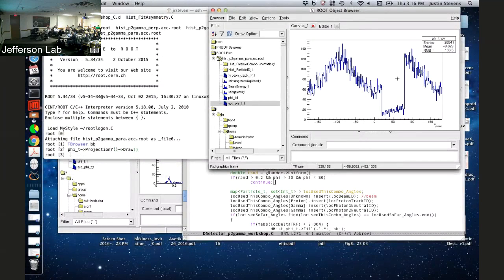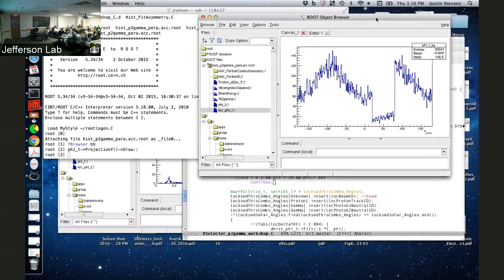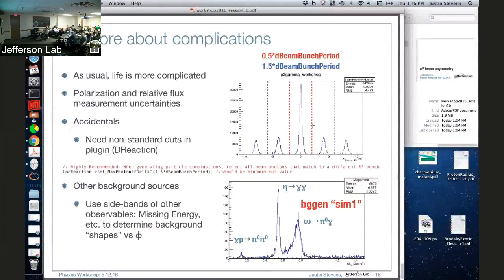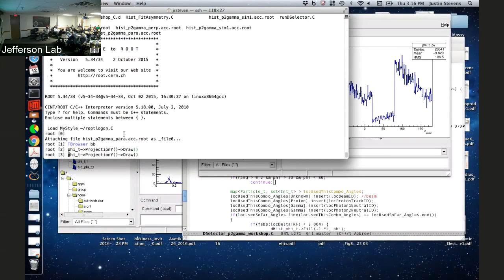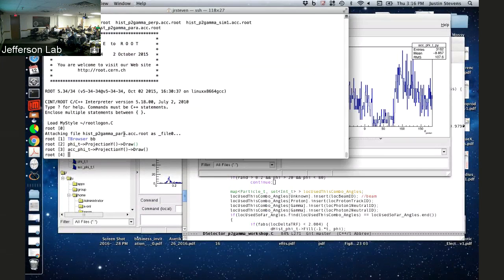So most of our signal events are really coming from these in-time photons, which are right here in this prompt peak at 0. But in the deselector, I've made a different histogram, which is actually looking at these photons, which are out of time. And so you can see what the phi distribution looks like for the accidentals. And that's this ACC, the accidental phi distribution. And so you can make another plot of that to see what the accidentals look like.